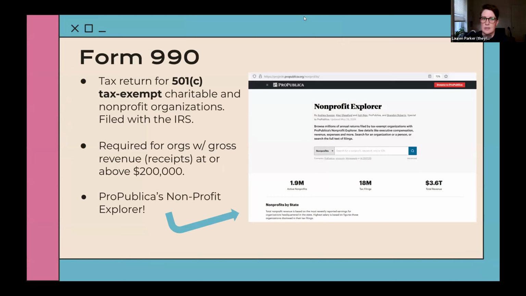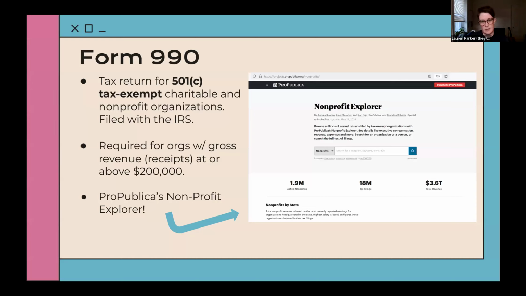So the Form 990 is the tax return for all of these nonprofits, these 501(c)s. It's filed with the IRS. And for organizations who have a revenue at or above $200,000, they have to fill out the whole long behemoth Form 990. For smaller organizations, smaller nonprofits, they can opt to fill out a shorter form, and very small organizations have to do even less. So we'll really be talking about these somewhat larger nonprofits with revenues at or above $200,000.